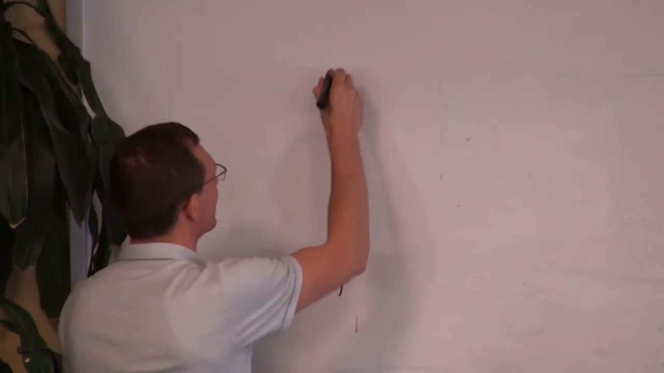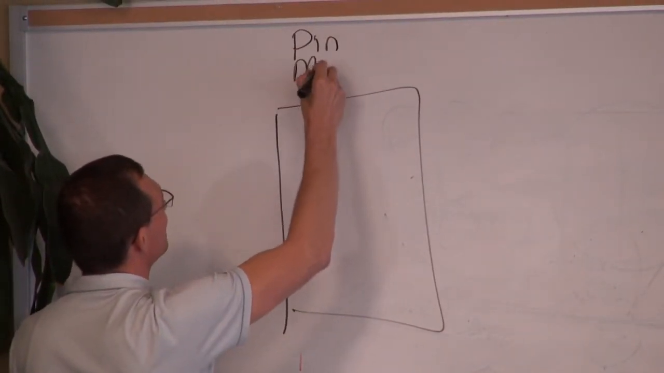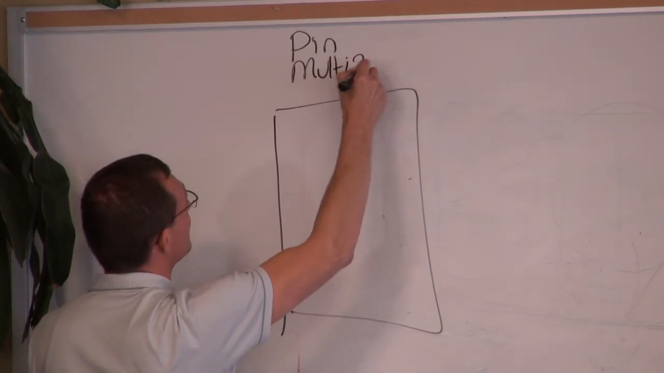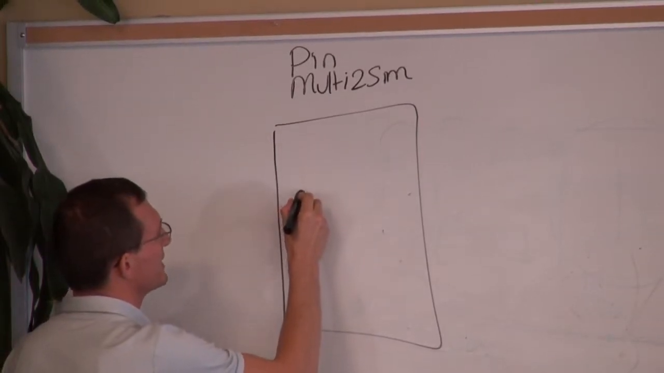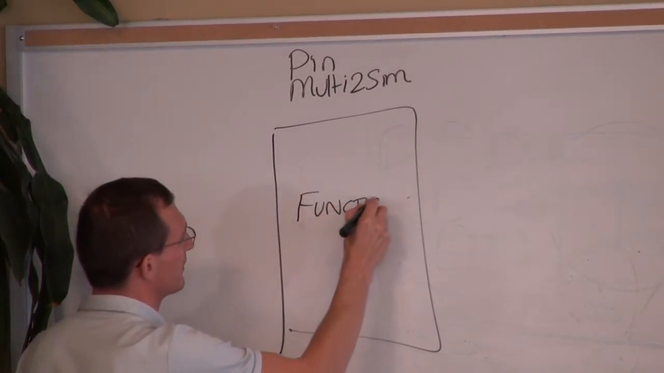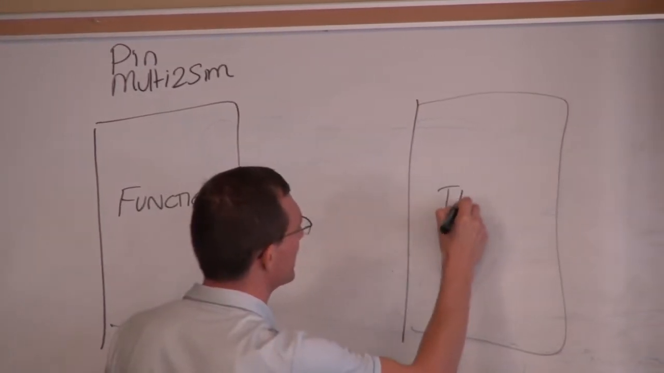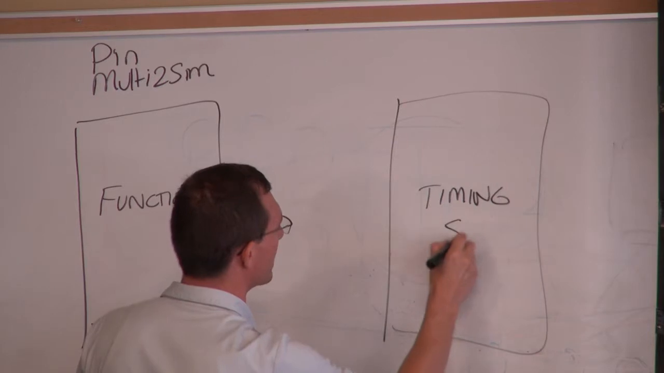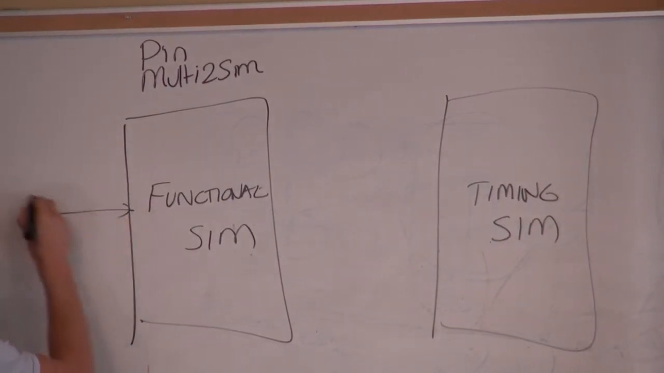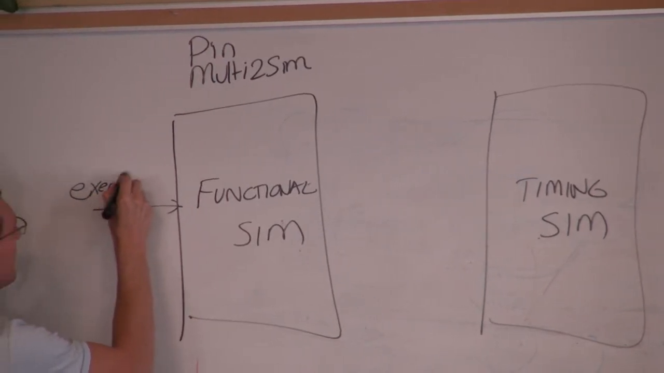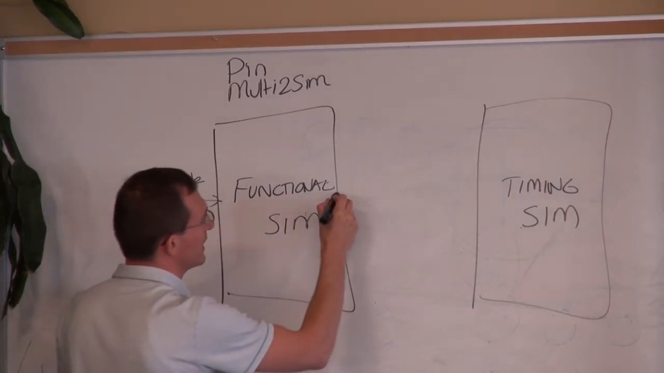So basically, what I wrote is PIN and Multi2Sim. These are two simulators that are relatively easy to use. A lot of simulators have this functional simulation and timing simulation that are decoupled. What functional simulation means is you take an executable, you take a binary, and it basically models the execution of that binary.